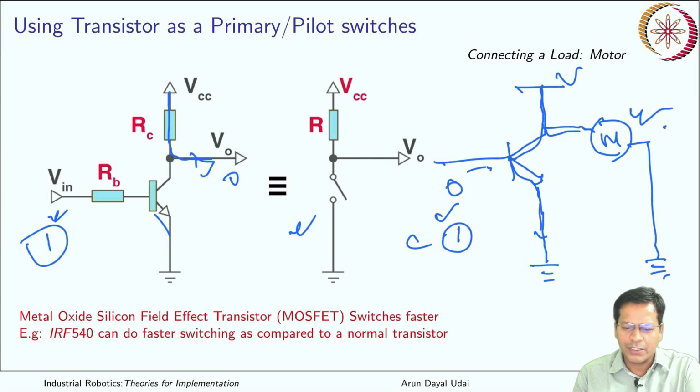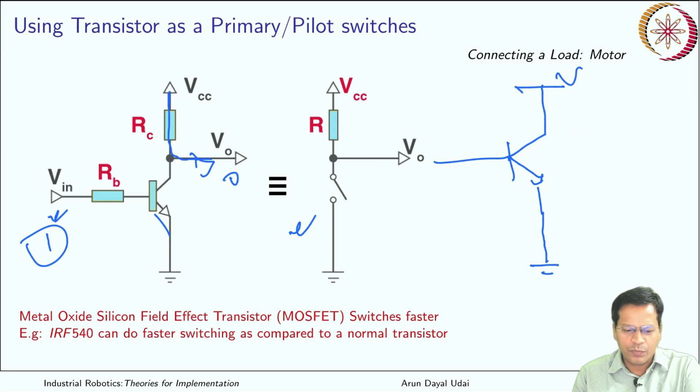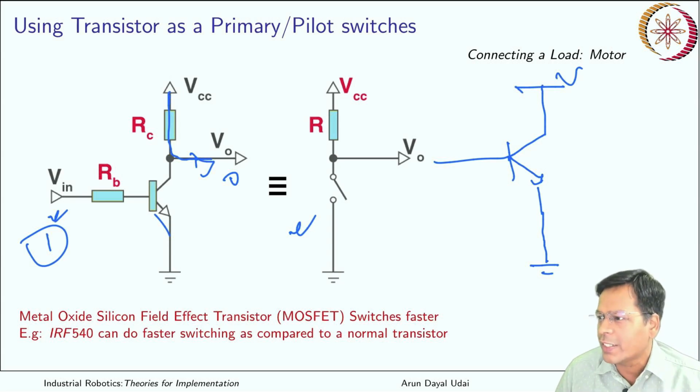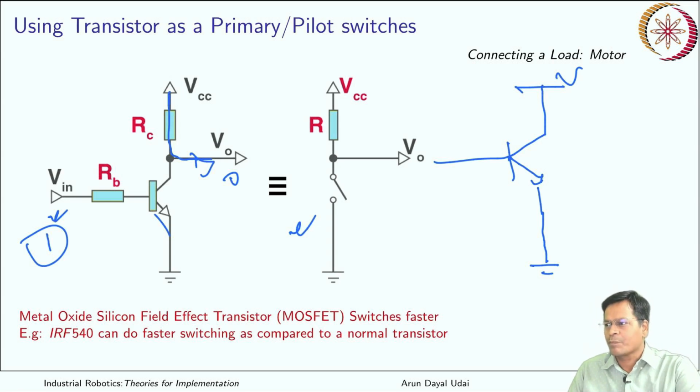So these are the two methods of controlling a DC motor using a standard transistor. But there is another way of controlling this also. Instead of using a transistor as a switch, you can also use a MOSFET, that is the metal oxide silicon field effect transistor. FET switches are faster in response, and they can also carry a huge amount of current as compared to a normal transistor.